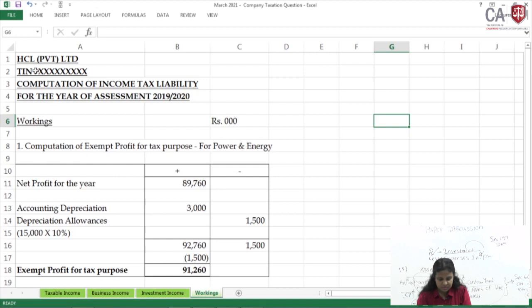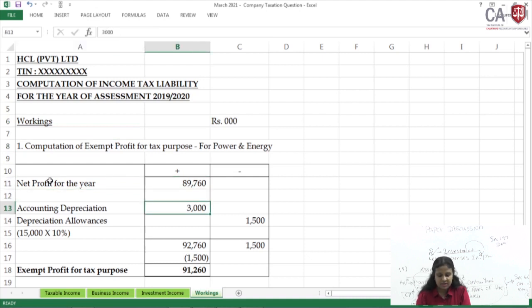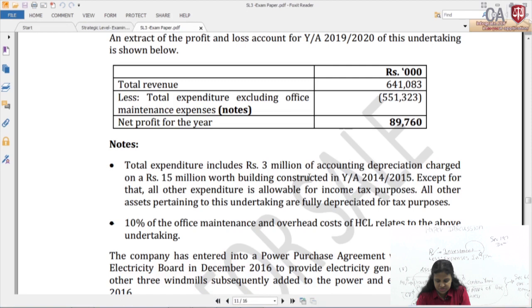I have done that for HCL Private Limited in the income tax liability computation for the year of assessment 19/20, as a working computation of exempt profit for tax purposes for power and energy. We have the accounting profit. In the adjustment, note 1, accounting depreciation is given. The accounting depreciation is for the 15 million worth of building. Then the depreciation allowance for this building, in the paper it has been given constructed in 14/15, therefore the rate is 10%. That's why, under the transitional provision it is very clearly given, assets acquired prior to 1st April 2018, the rates under section 25 of the Inland Revenue Act No. 10 of 2006 shall be applicable. Therefore, I am repeating these things, you should remember that rate also.